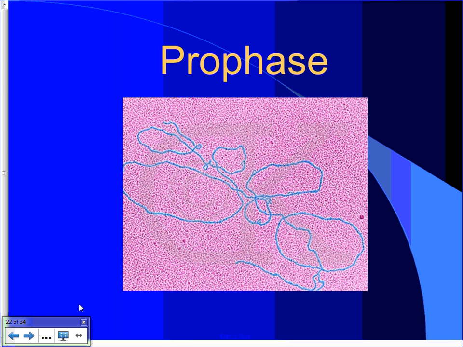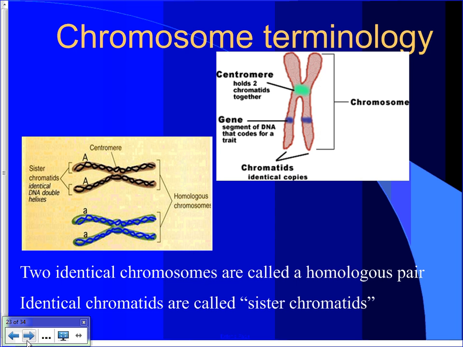So this is a cell in prophase, and you can see the DNA material is now packed into what look like chromosomes, kind of look like spaghetti. A couple chromosome terminologies to keep in mind. If we look at a chromosome here, the centromere is what would hold the chromatids together. This, by the way, is a chromosome. This is a chromatid, and we have two of them. And remember, we get those because of DNA replication. DNA replication makes an identical copy of that chromosome.